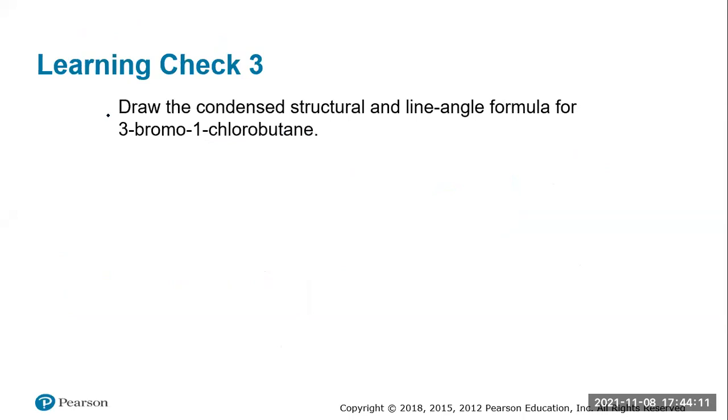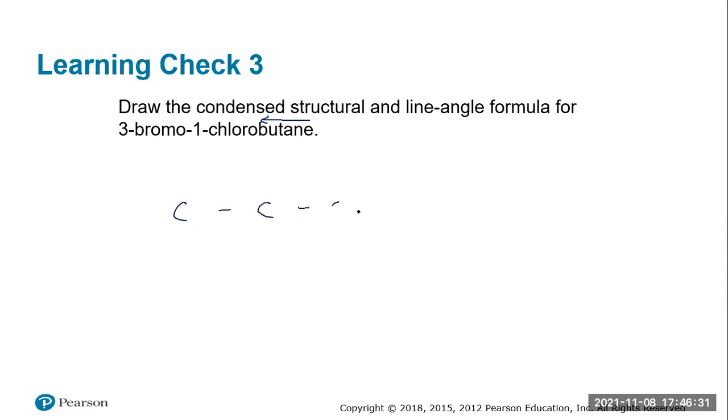All right, why don't you give this one a go: draw the condensed structural formula and the line structure for 3-bromo-1-chlorobutane. Take a second and see what you come up with. Again, we work backwards in terms of the name. Starting at the back part of the name, we have butane. That tells us it is 4 carbons. So again, we just start with the 4 carbons, nothing else.